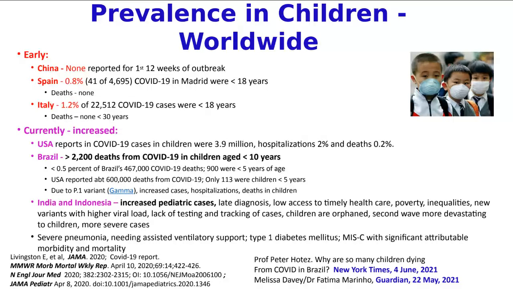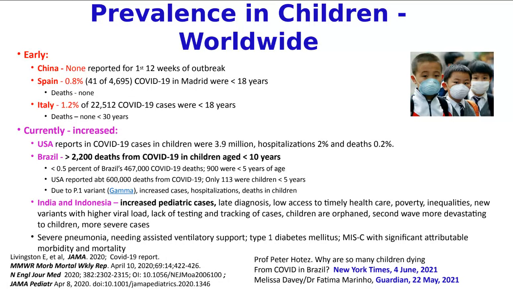Currently, what is happening though is that in the United States, they have reported some 3.9 million cases in children, with 2% of these children being admitted to hospital, and the death rate being 0.2%. In Brazil, early on in June, they were reporting over 2,200 deaths from COVID-19 in children aged less than 10 years of age. And these were thought to be due to the gamma strain, which was thought to be related to increased cases, increased hospitalizations, and deaths. And the same thing was happening in India, where they were now reporting increased cases in children.